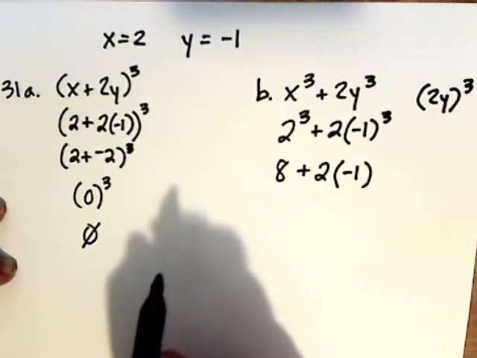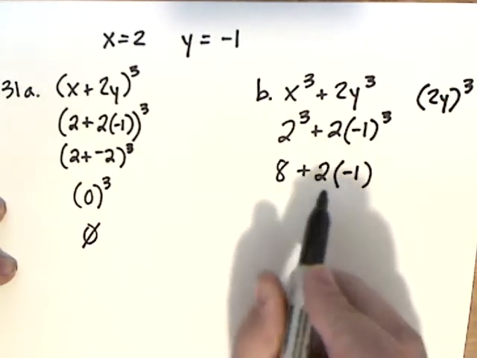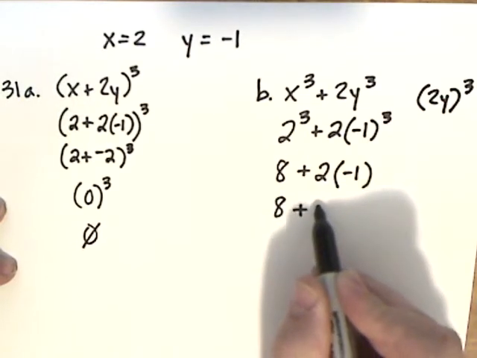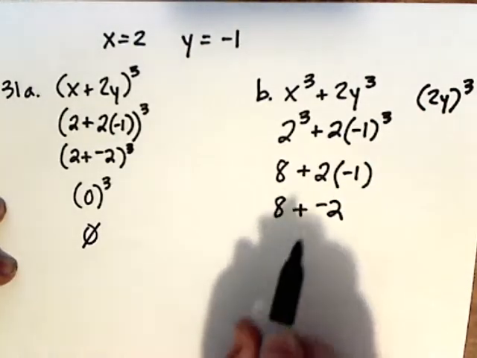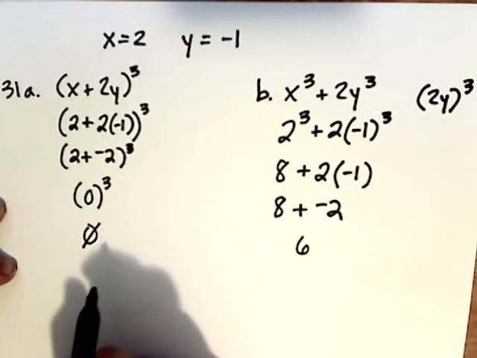You can work it out on a calculator if you want to. Now we can go ahead and multiply 2 times -1. So I'm going to drop down my 8 plus 2 times -1 is going to be -2. Now 8 plus -2 is going to be a positive 6.